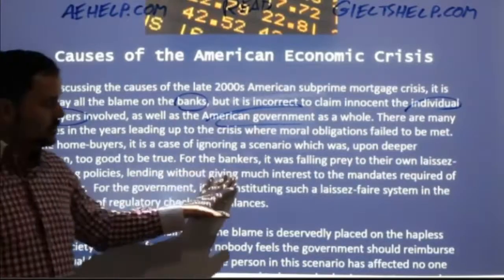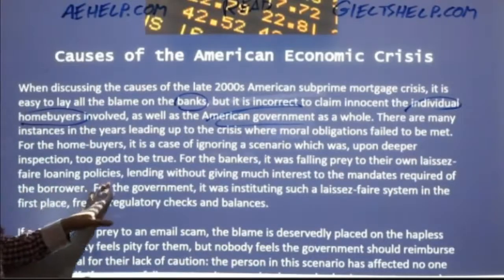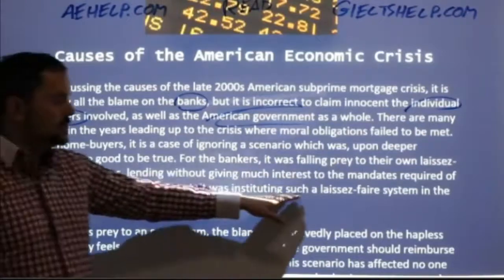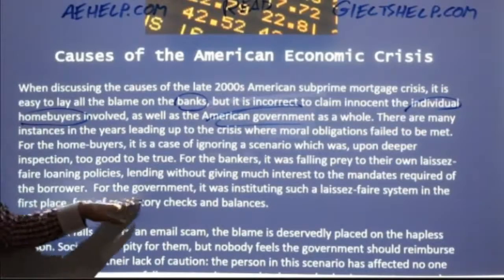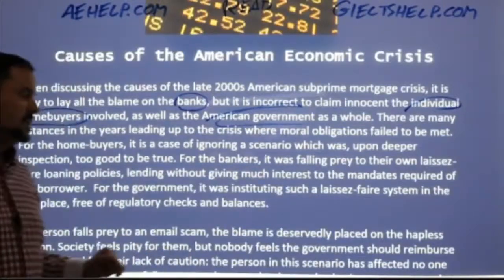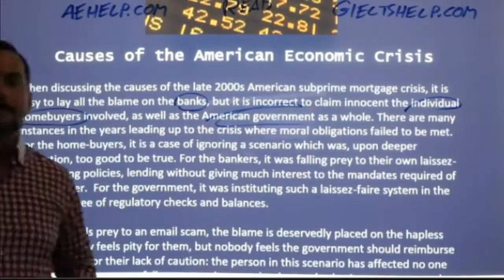For the bankers, it was falling prey to their own laissez-faire loaning policies, lending without giving much interest to the mandates required of the borrower. For the government, it was instituting such a laissez-faire system in the first place, free of regulatory checks and balances.